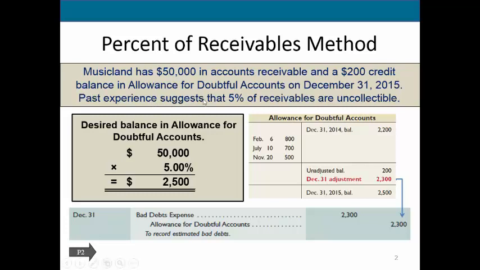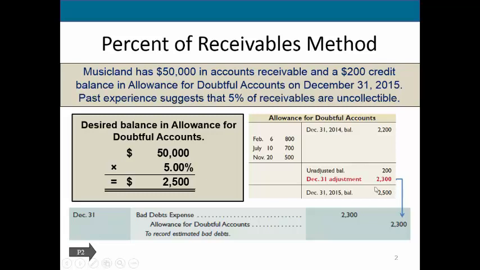So they tell us that past experience says that 5% of our receivables will be uncollectible. So 5% multiplied by $50,000 tells us that the total amount that we want in our allowance for doubtful accounts is going to be $2,500. So we have to look at what we already have in the allowance account, $200 here, and what we need, $2,500. The difference between the two of these is what we will recognize for the current year. So bad debt expense of $2,300, allowance for doubtful accounts, $2,300.